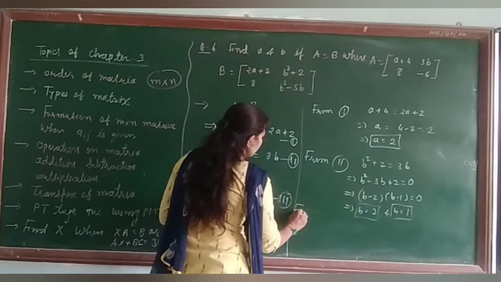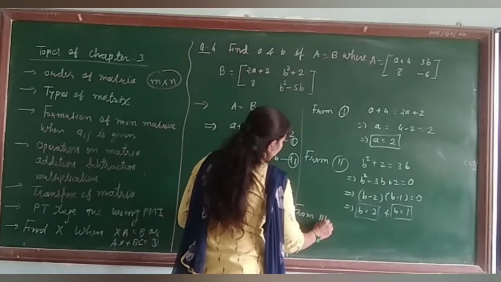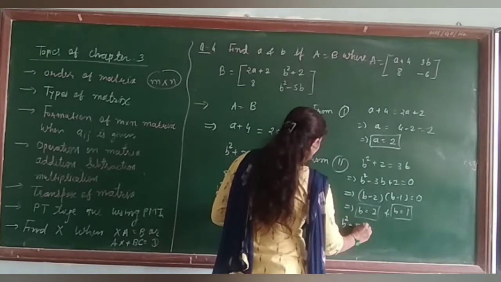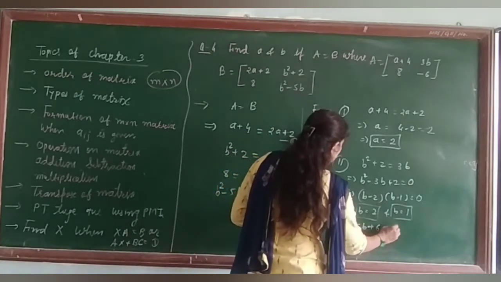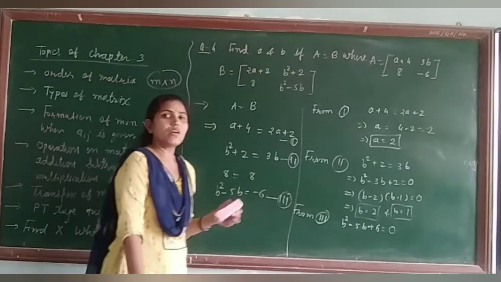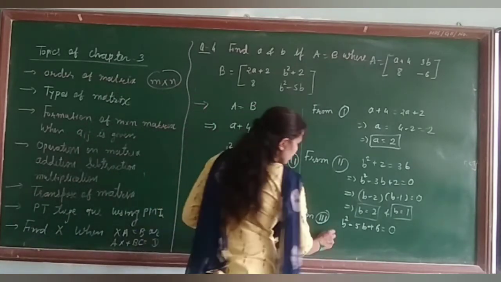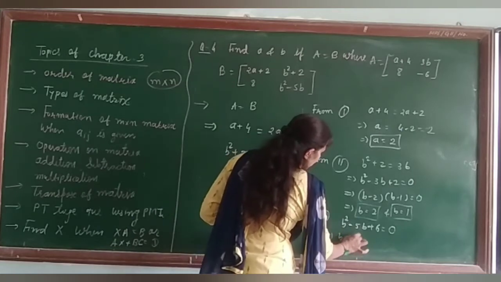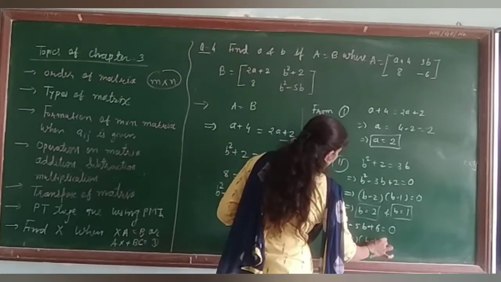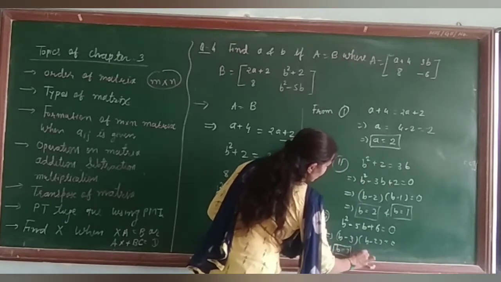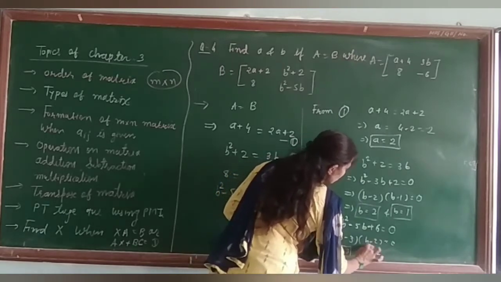So let me see from 3 what we are getting. Are we getting the same solution or a different one? That is the main equation: B square minus 5B plus 6 is equal to 0. Now you solve this equation, students. You will get the solution as B minus 3 and B minus 2. So here you have B is equal to 3 and B is equal to 2.